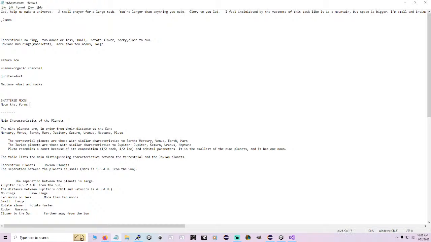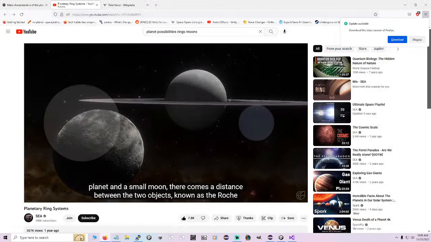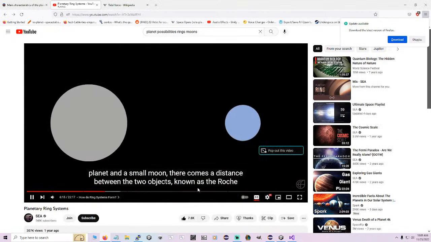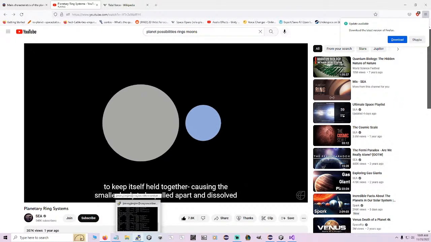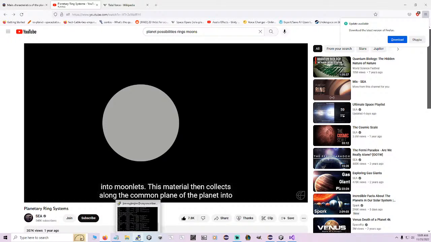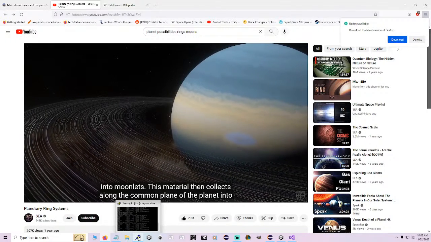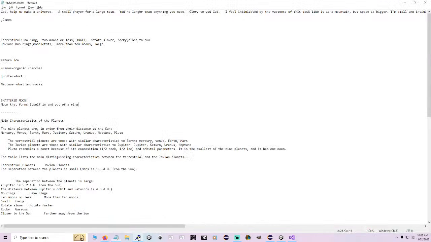Where two celestial bodies of differing masses exist, for example, a large planet and a small moon, there comes a distance between the two objects, known as the Roche limit, where the tidal stresses from the larger body will exceed the smaller body's ability to keep itself held together, causing it to be pulled down and dissolved into moonlets. This material then spreads out onto the common plane of the planet into a disk comprised of tiny individual chunks, each with more mass than the moon that came before it.